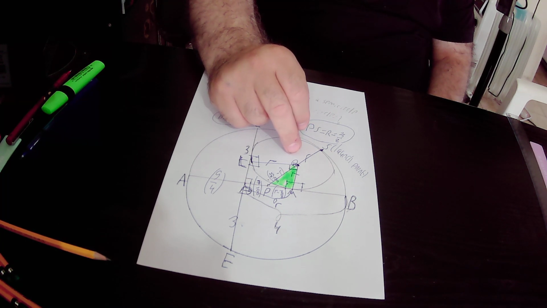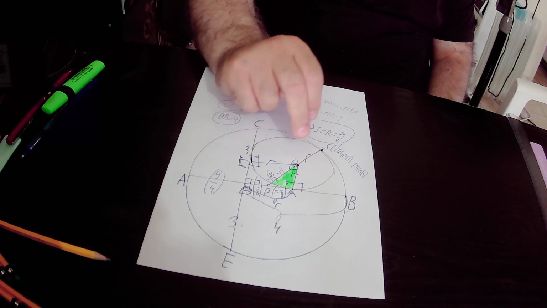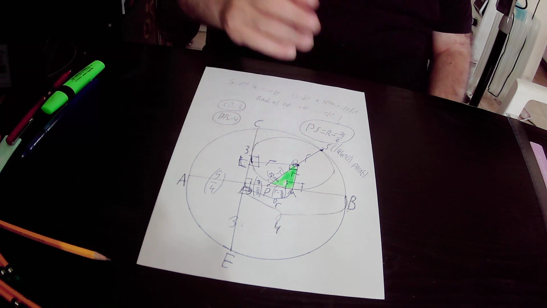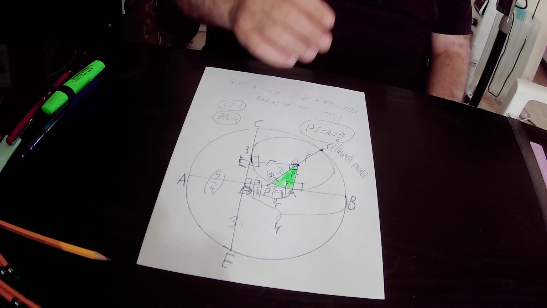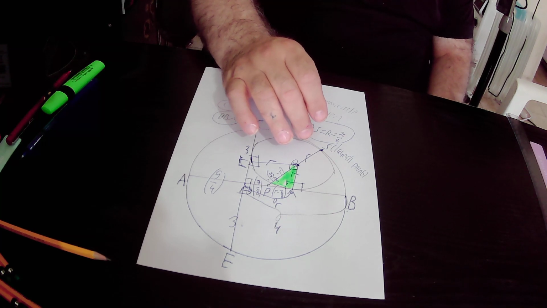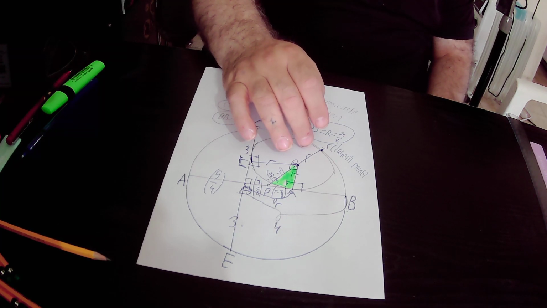Q is the center of the small circle. S is a point on the small circle itself, and this is exactly the definition of a radius. That is to say, QS is the radius of the small circle, that is to say it is equal to small r.